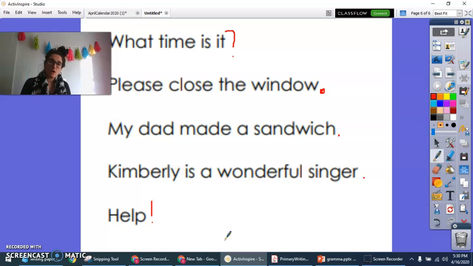So, boys and girls, I hope this helped you as you complete your work for today. Make sure your sentences have the correct capital letters and punctuation.